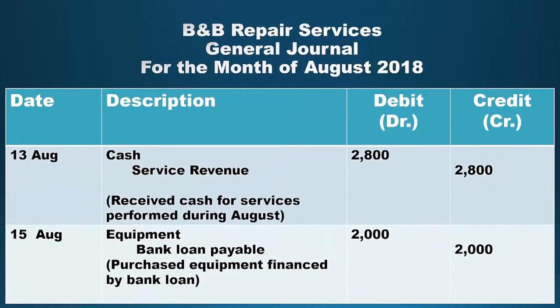August 13th. Receiving cash for services performed. Step 1. Review the journal entry. On August 13, the company received $2,800 in cash for repair services they performed during August. The journal entry for this transaction was debit cash $2,800, credit service revenue $2,800. This tells us that we'll need to post to the cash ledger and the service revenue ledger.